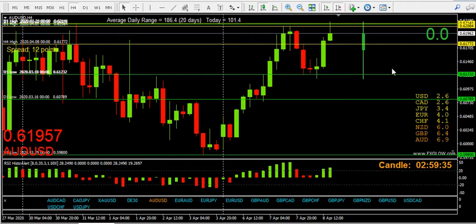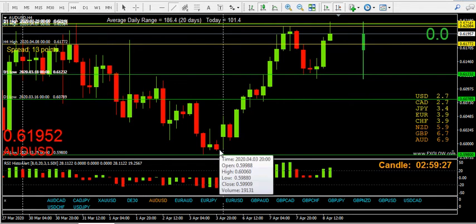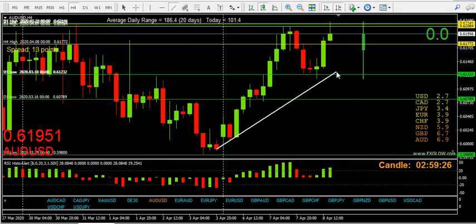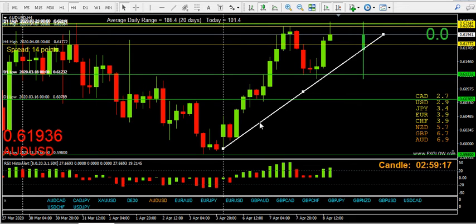So this has made a new high now, so we can connect this level as an ascending trend line according to my own rules. Didn't notice that green spike there. We might as well just attach that to it, tighten it up a tiny bit.